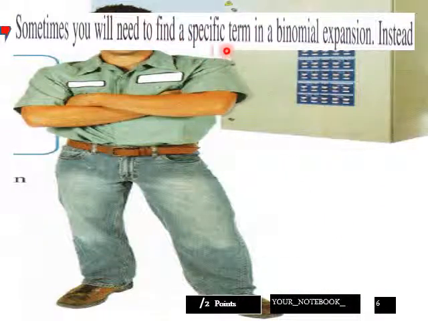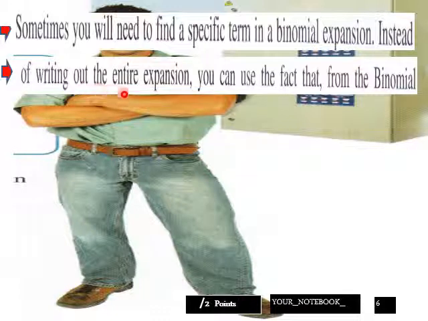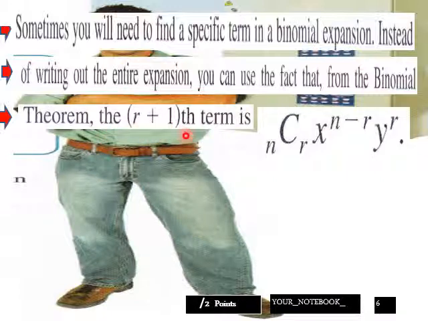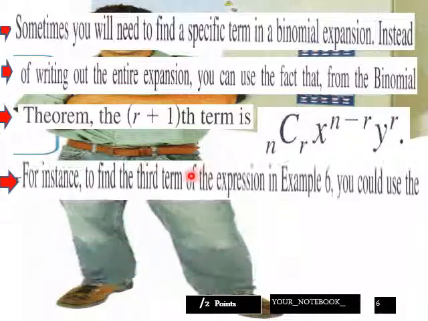Sometimes you will need to find a specific term in a binomial expansion. Instead of writing out the entire expansion, you can use the fact that from the binomial theorem, the r plus 1th term is signified by nCr x to the n minus r, y to the r. So n minus r, there's a key.